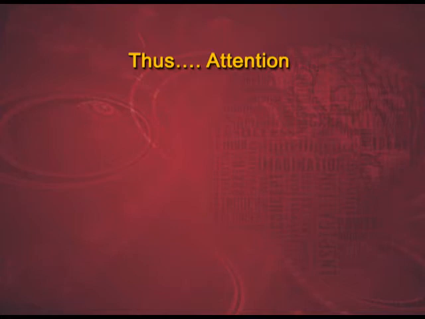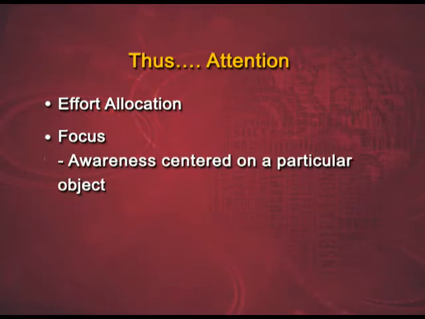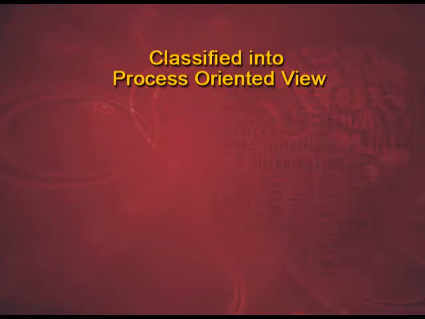Thus, attention is an effort allocation process. It requires effort on the part of the observer, or the human being, to be made available to certain stimuli. It involves focus, which is awareness of a centered or particular object, while there are many fringe objects which exist very vaguely but do not make you aware of them. So, while paying attention, your focus is on a central object and there are many fringe or other vague things around you.